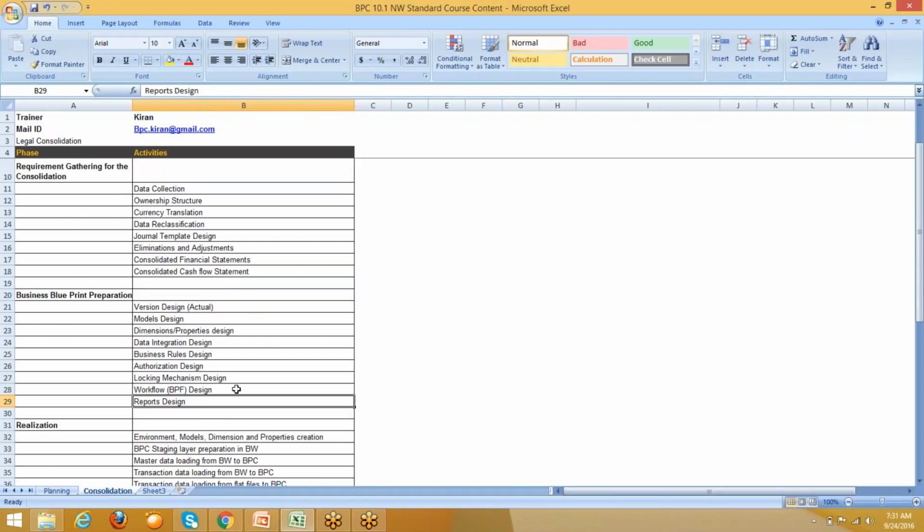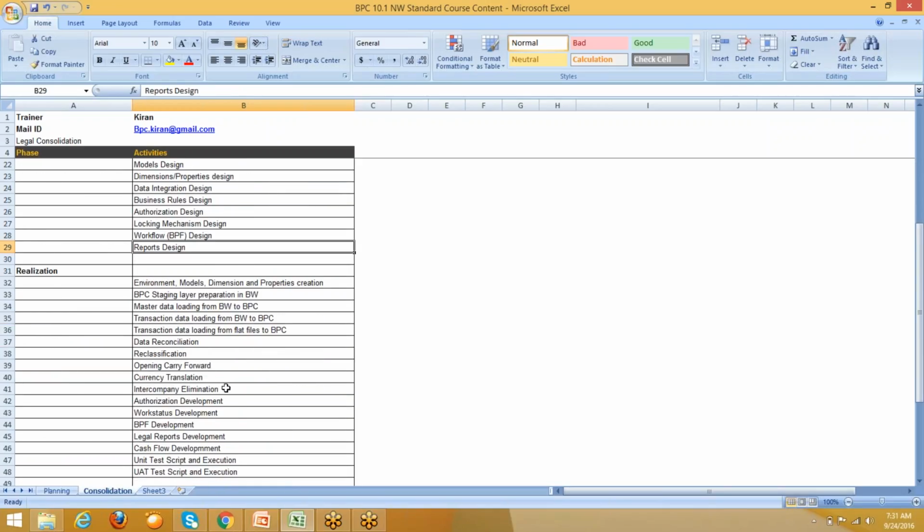We already discussed in the planning. Same concept. The authorization concept is the same as planning. Locking, work status, locking the data is the same as planning. Workflow design is the same as planning. Report design is the same as planning. So in the realization, till here, like environment, BPC staging, master data, transaction data loading from flat files, all these are the same as BPC planning. The technicality is the same, same product, right?